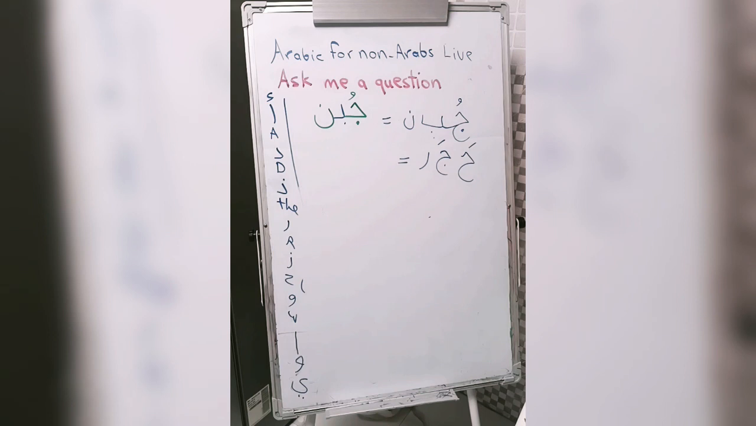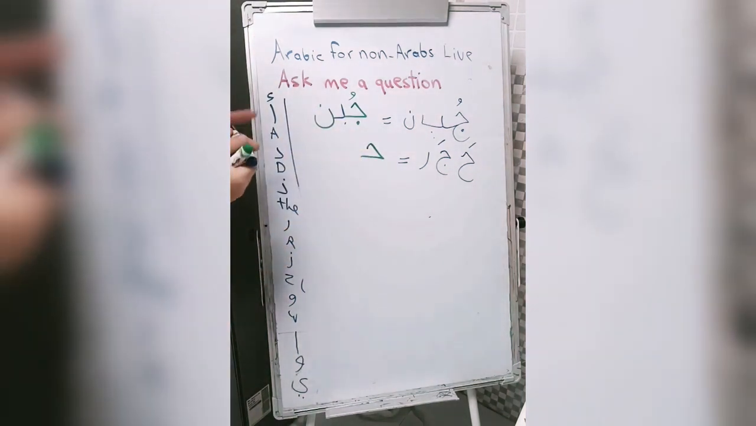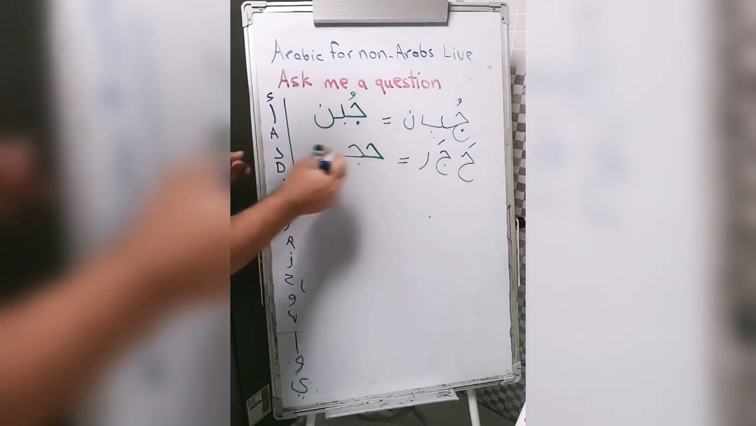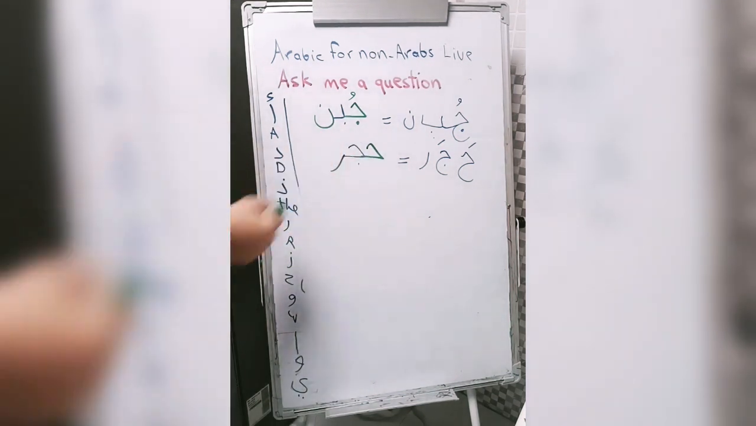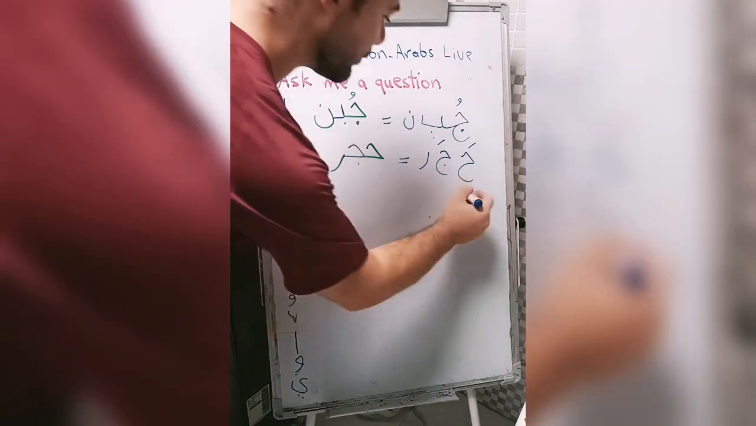Okay? So ha, ja. Again, letter ha, chop, join, hajar, and hajar means stone. A stone. Okay, you started getting it. More.